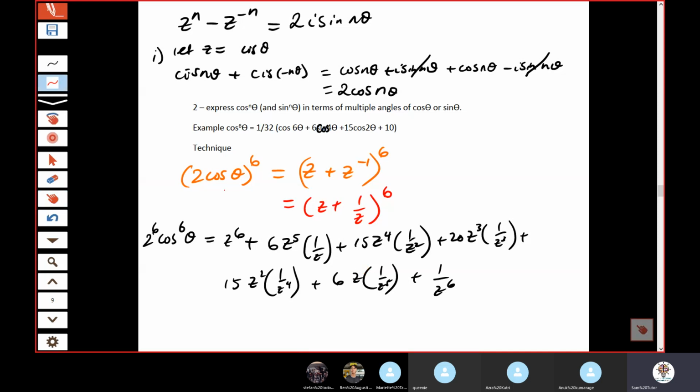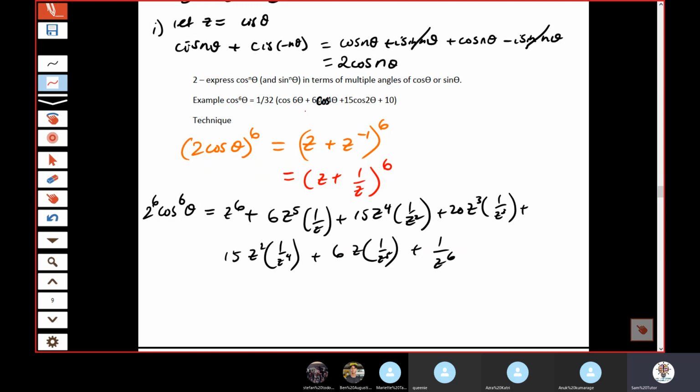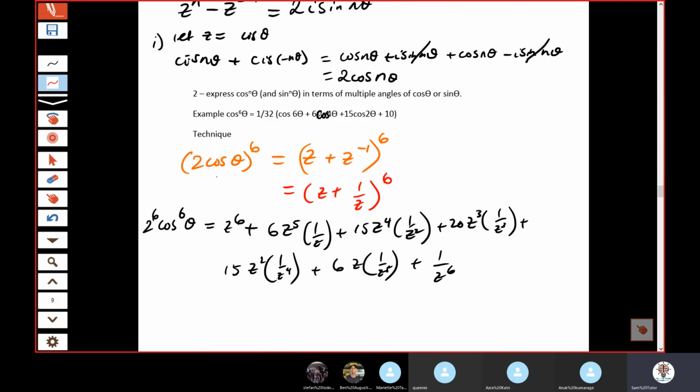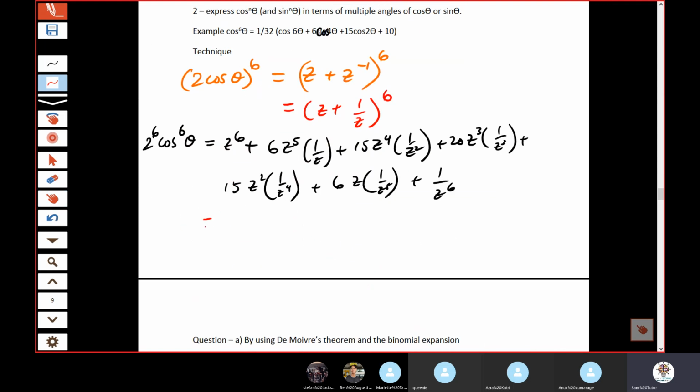Now, I'm going to continue. Because remember, don't forget what you're trying to get to, right? Cos, cos, cos. Multiple, multiple, multiple. If it's multiples, that means I've got to use this guy back again. True? I've got to use this formula again. Let's have a look. Equals z^6, 1 on z^6. Can you see that? This one and this one. You're going to group them as 1.